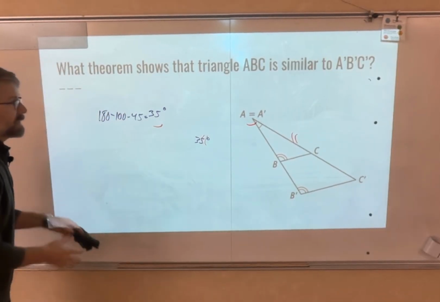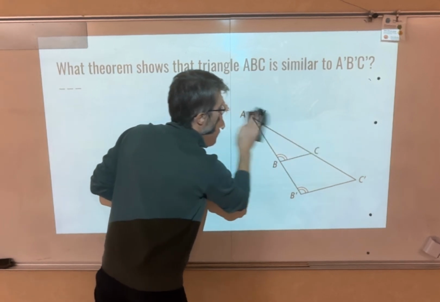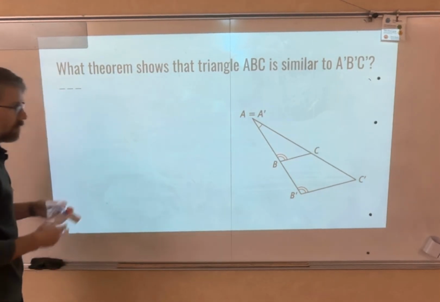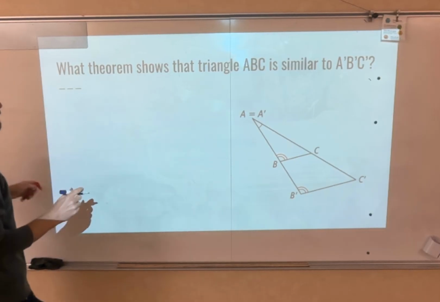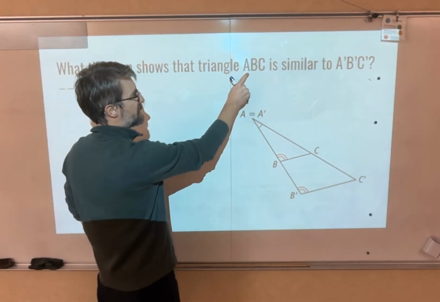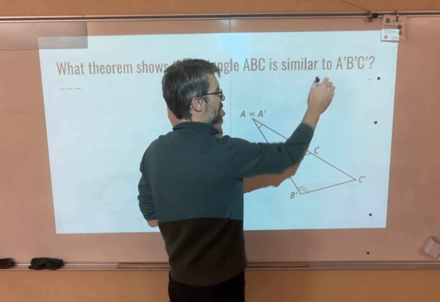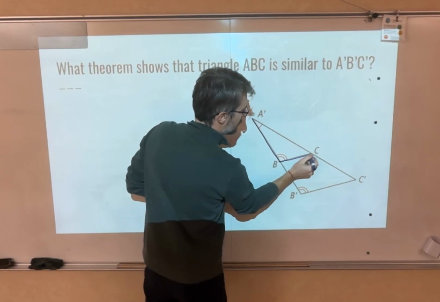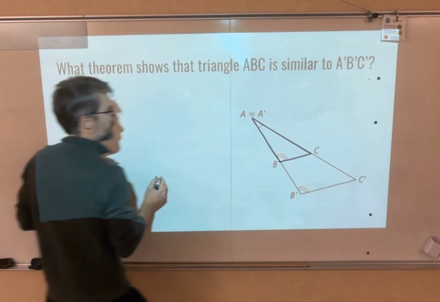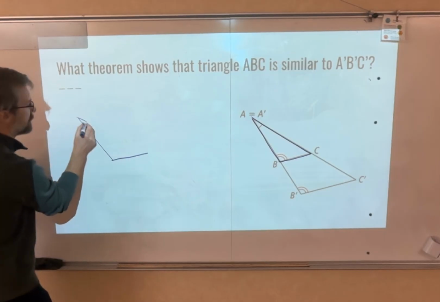All right, so quick example. We've got some overlapping triangles. What I want to show here, let's take a look at this. I want to see, is ABC, this must be the pre-image, similar to A prime, B prime, C prime, the image. So what I want to do is sort of take out this triangle. I'm going to re-sketch it over here as best I can.